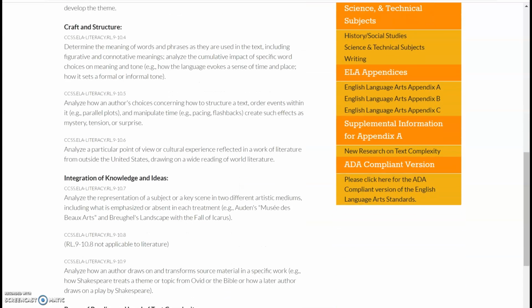We also have something here that I really liked. So analyze a particular point of view or cultural experience reflected in a work of literature from outside the United States. So when I was in high school or middle school, most of the texts I read were either American literature or European literature. So I think having this standard really promotes world literature and world competence and being able to read literature from a variety of cultures, which I think will benefit students majorly.